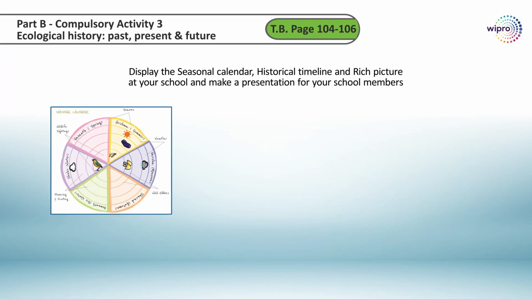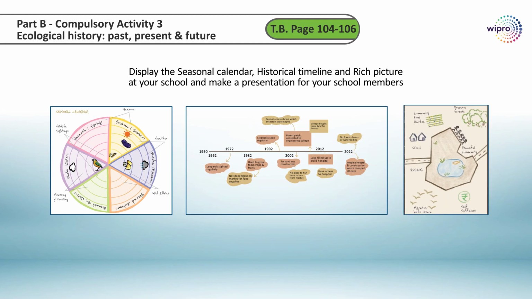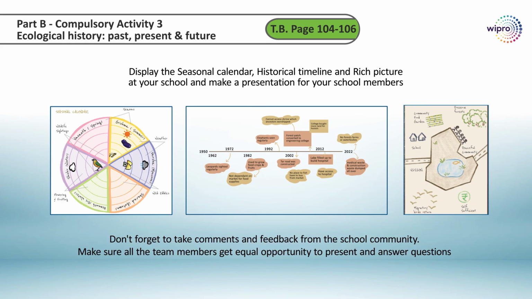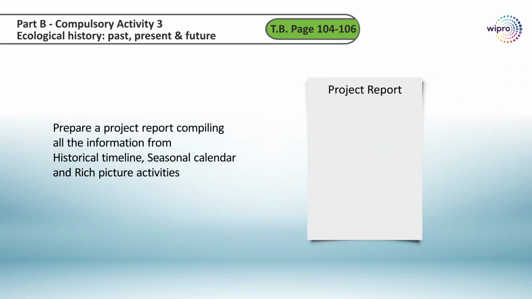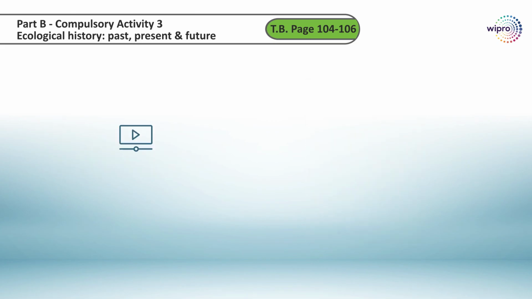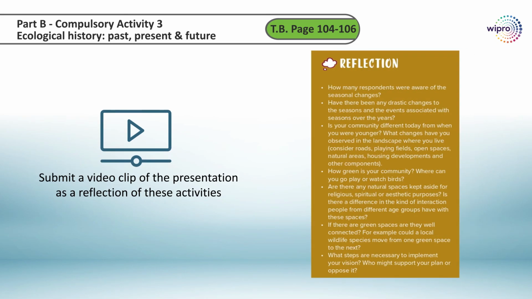Display the seasonal calendar, historical timeline, and rich picture at your school and make a presentation for your school members. Don't forget to take comments and feedback from the school community. Make sure all the team members get equal opportunity to present and answer questions. Lastly, prepare a project report compiling all the information from historical timeline, seasonal calendar, and rich picture activities. Submit a video clip of the presentation as a reflection of these activities.